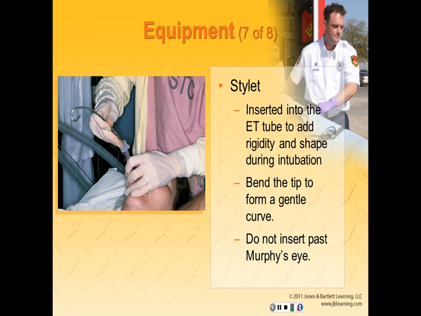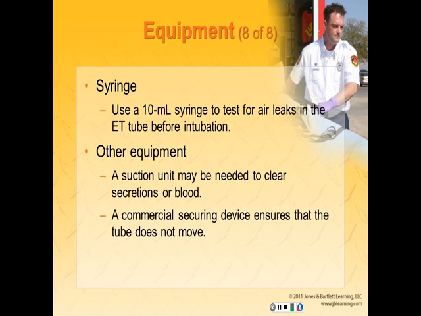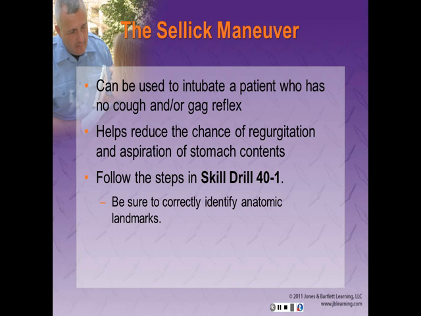And before you attempt an intubation, you always confirm that the stylet is not sticking out past the end of the ET tube. You use a 10 milliliter syringe to test for air leaks in the tube before intubation and to fill the cuff when the tube is placed correctly in the trachea. You may also need a suction unit to clear secretions or blood so the vocal cords can be visualized, and the use of a commercial securing device is a very effective means of ensuring the tube does not move once you have it in the correct position.